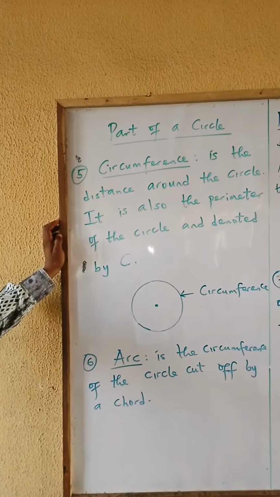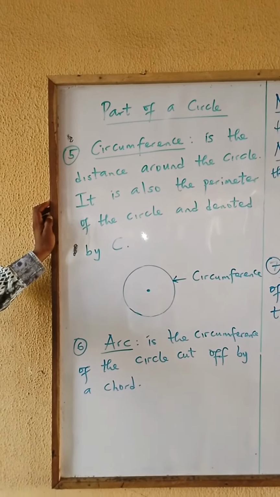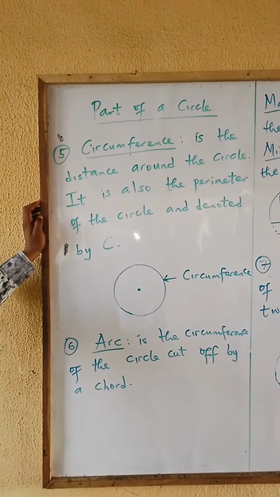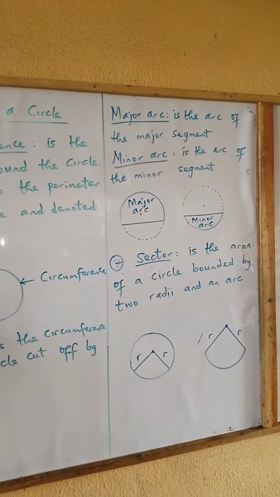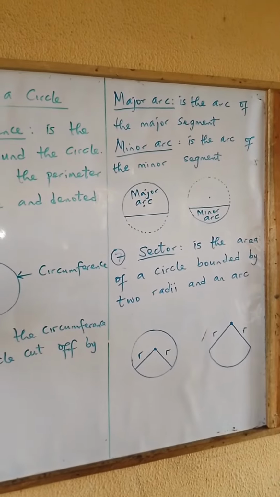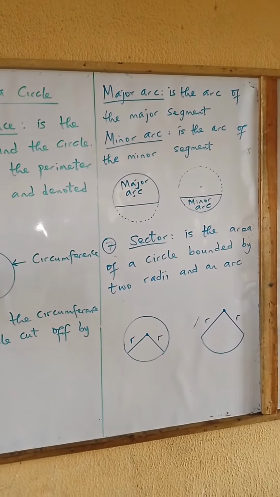Then we talk about the arc. Arc is the circumference of the circle that is cut off by a chord, and we have two types of arc. We have major arc and minor arc. Major arc is the arc of the major segment, while minor arc is the arc of the minor segment.